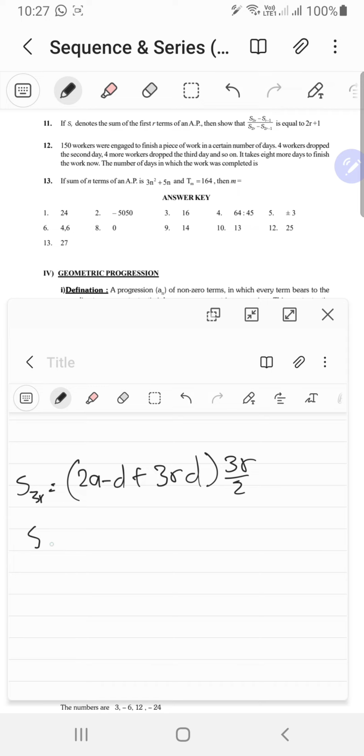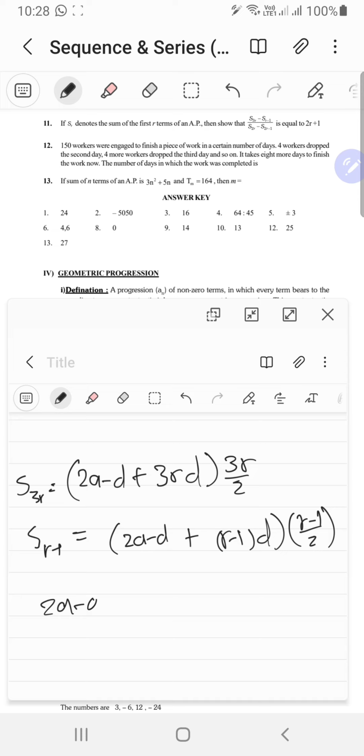Similarly, S2R, no, it's not 2R, it's SR minus 1. That will be (2A minus D plus (R minus 1)D) into (R minus 1) upon 2. Like that. Okay, this is going to get complicated. So if I take the subtraction of these, that's going to be (2A minus D) into 3R upon 2.